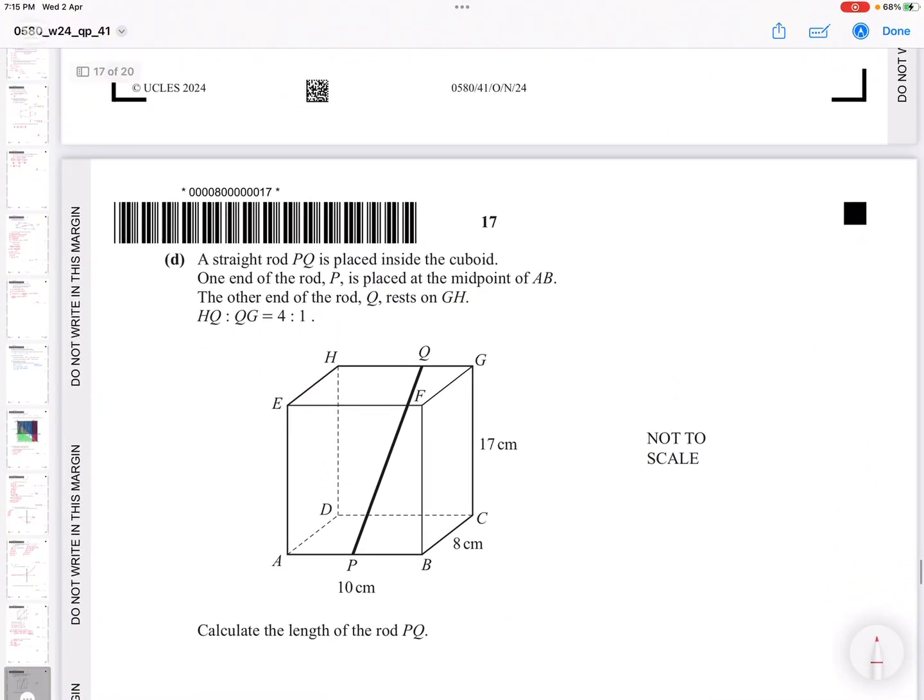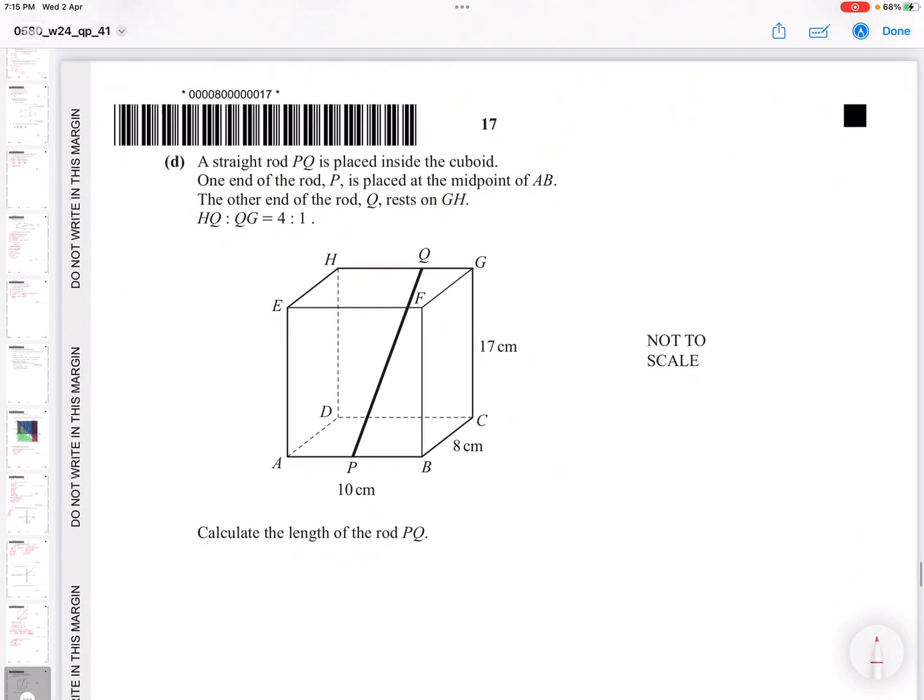D part. This is the interesting part. A straight rod PQ is placed inside the cuboid. One end of the rod, P, is placed at the midpoint of AB. The other end of the rod, Q, rests on GH, HQ to QG 4 to 1. Means this is 4, this is 1. And calculate the length of the rod PQ. And this we can say AP is 5 and PB is 5.